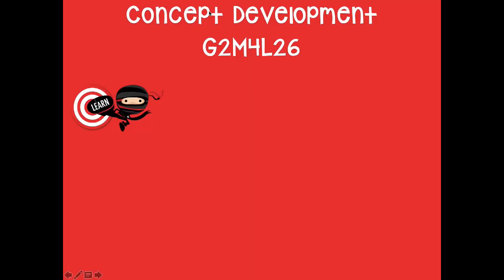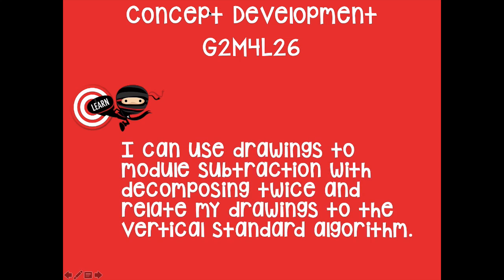Mrs. Walker. For our lesson today, we're going to continue working with subtraction. Our learning goal for today says, I can use drawings to model subtraction with decomposing twice and relate my drawings to the vertical standard algorithm. So you're going to be working with our place value chart today and the vertical form.